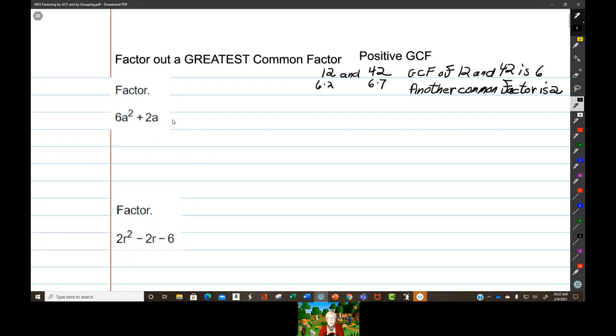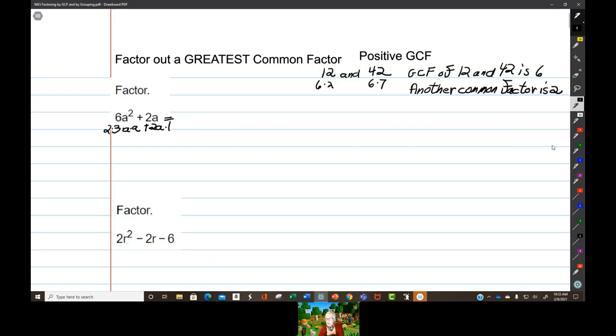And so what we're going to do is take apart both of these terms. Let's see, 6 is 2 times 3. So, I'll do it right underneath. 6a squared is 2 times 3 times a times a. And 2a is, well, 2a. But it's also 2a times 1. Right? You can multiply anything by 1 and get the same thing.